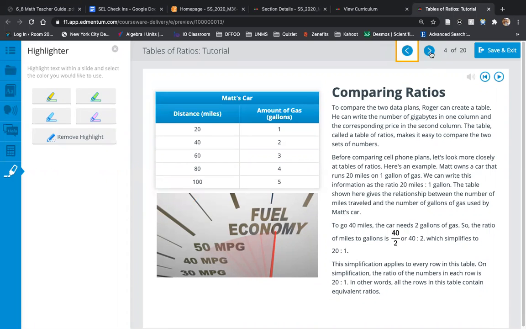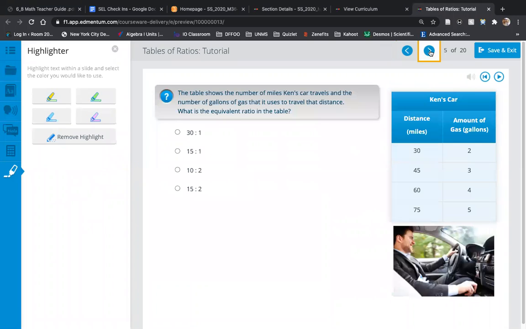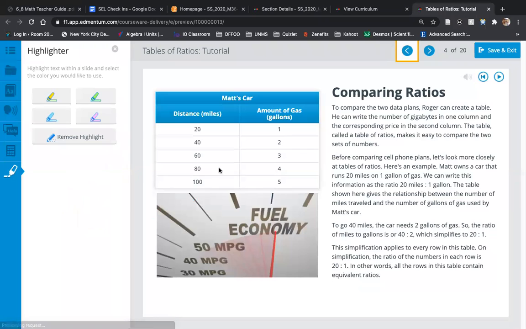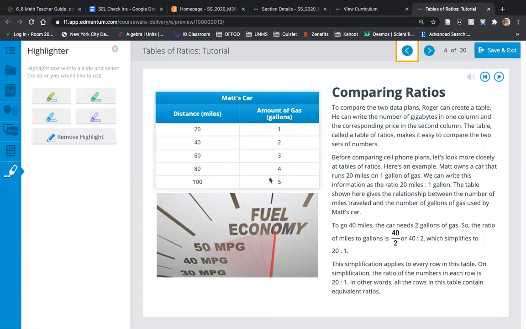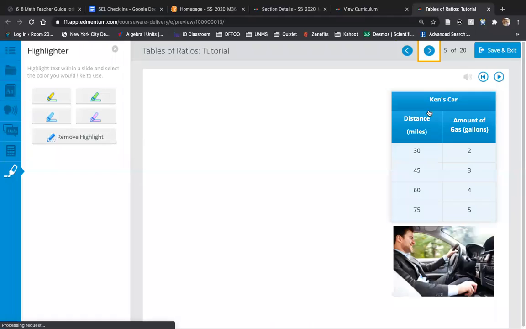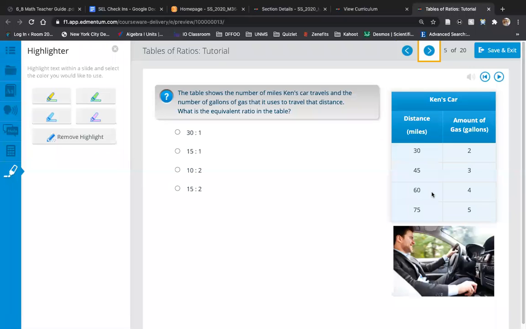All right. So let's look at this example here. It says the table shows the number of miles Ken's car can travel and the number of gallons of gas used to travel that distance. What's the equivalent ratio? When I look back at the last one, I figured out that all of these can simplify to the ratio 20 to 1. Same idea here: all of these ratios can simplify down to something else. Does anybody have an idea of what the equivalent ratio is? How can I simplify these?